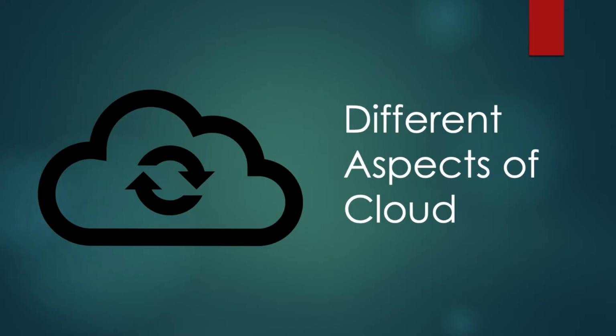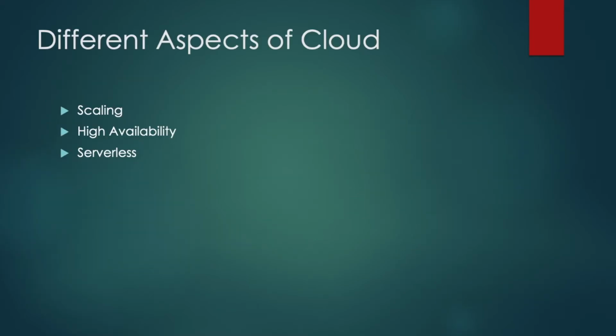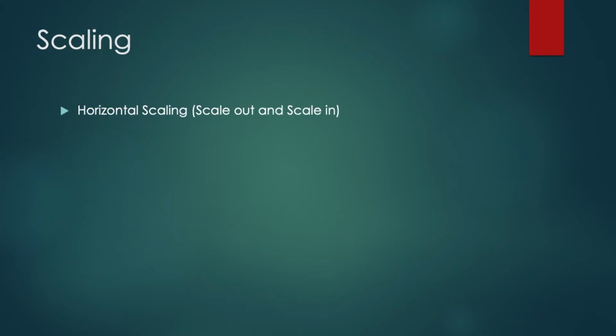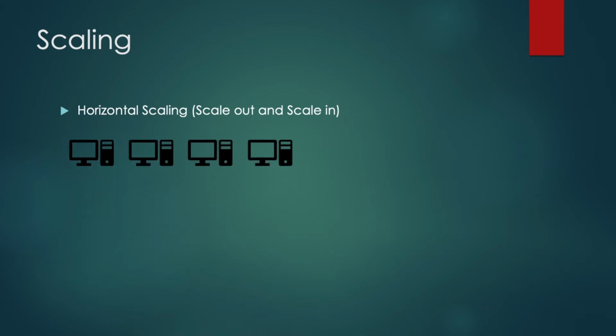Okay, so let's talk about the different aspects of cloud. These are the three different aspects I thought of discussing with you today. One is scaling, one is high availability, and one is serverless. So what is scaling? There are two types of scaling that we'll talk about today: one is horizontal scaling and one is vertical scaling. Horizontal scaling is scaling out and scaling in. It means you can add more instances of your resources, that is scale out, and you can reduce them, that is scale in.